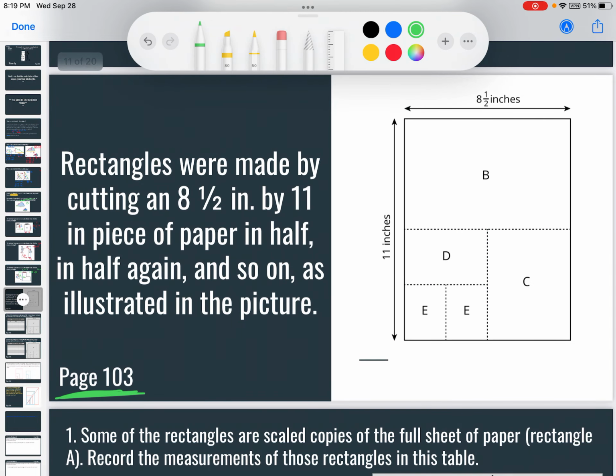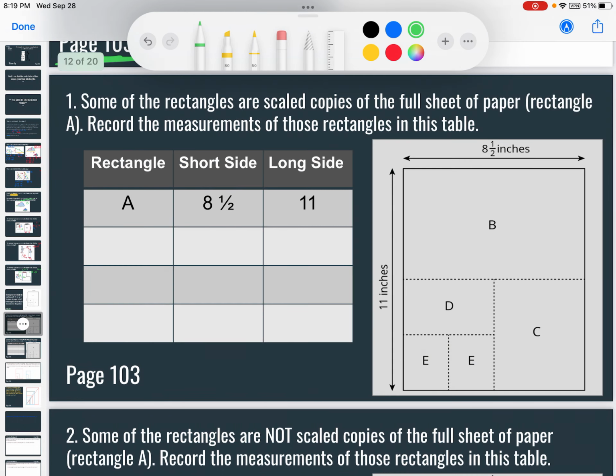So again, look in your books, page 103. We have rectangles, this big rectangle here. It says rectangles were made by cutting an 8.5 inch by 11 inch piece of paper in half and half again, and so on, as illustrated in the picture. So we have a big sheet of paper, they cut in half. Those dotted lines are the lines they folded on, and that's the picture that we have here.